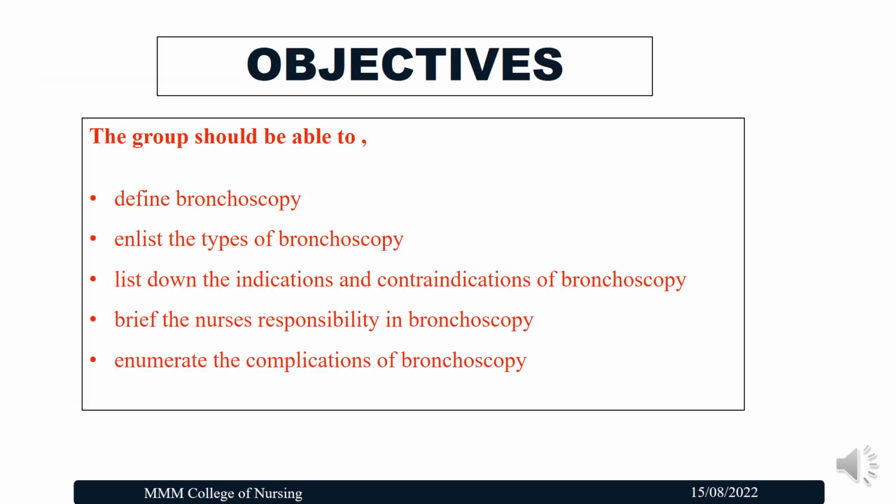The objectives of this session include: the group should be able to define bronchoscopy, enlist the types of bronchoscopy, list down the indications and contraindications of bronchoscopy, brief the nurse's responsibility in bronchoscopy, and enumerate the complications of bronchoscopy.